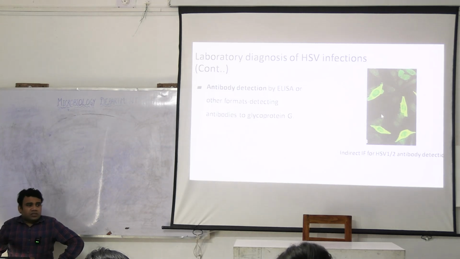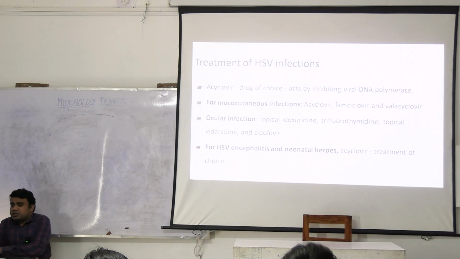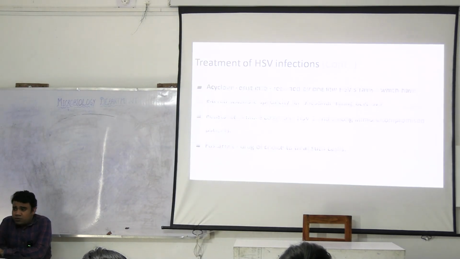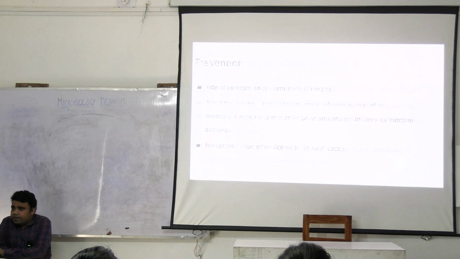That means these are the cells which are infected by herpes virus. So these are the ways in which we can diagnose a case of herpes infection. As far as the treatment is concerned, I have told you the most commonly used drug is acyclovir. In serious infections, we can also give ganciclovir or valganciclovir, while foscarnet and cidofovir are usually reserved for drug resistance cases, which are more commonly seen with herpes simplex virus type 2.